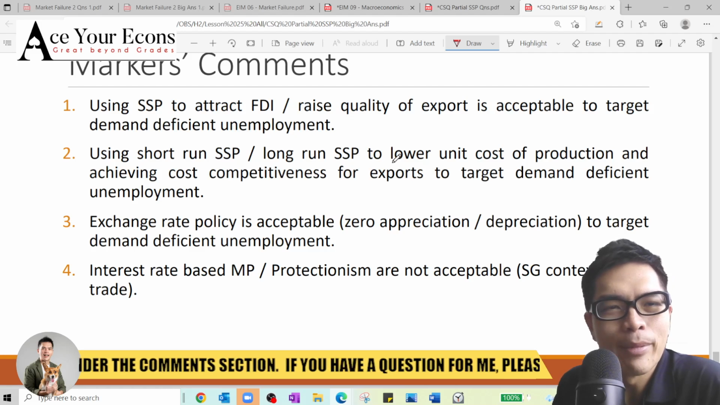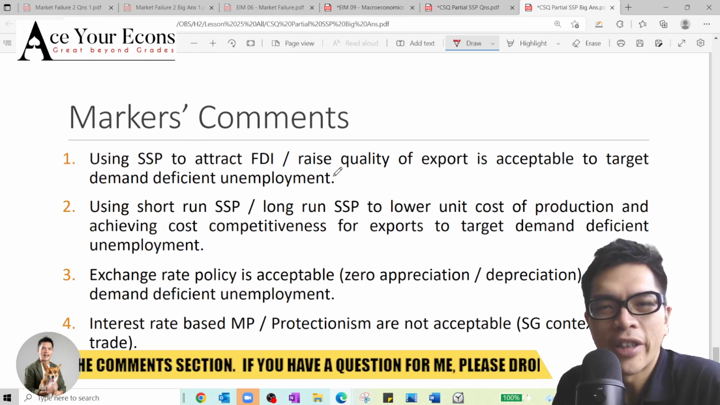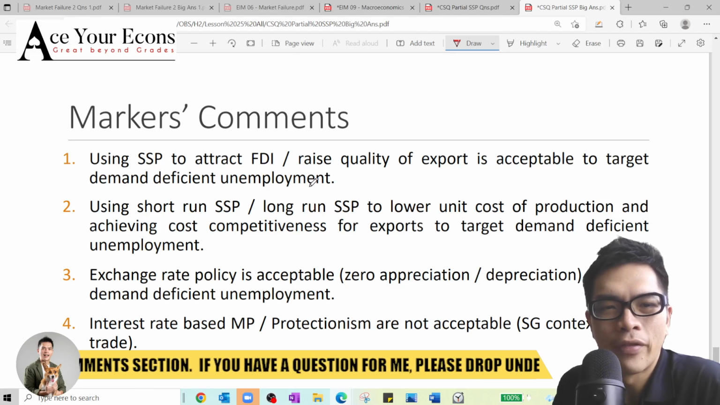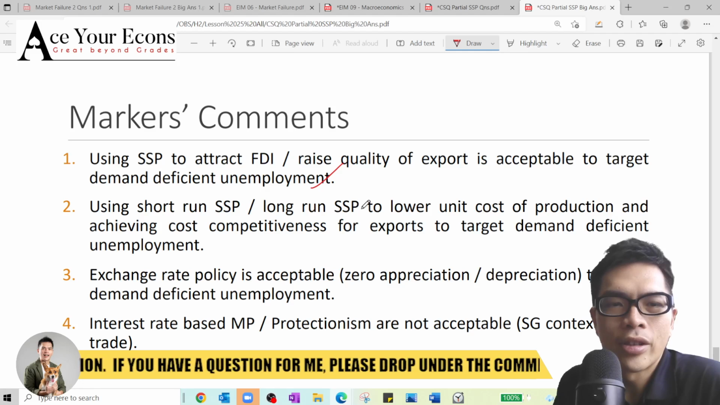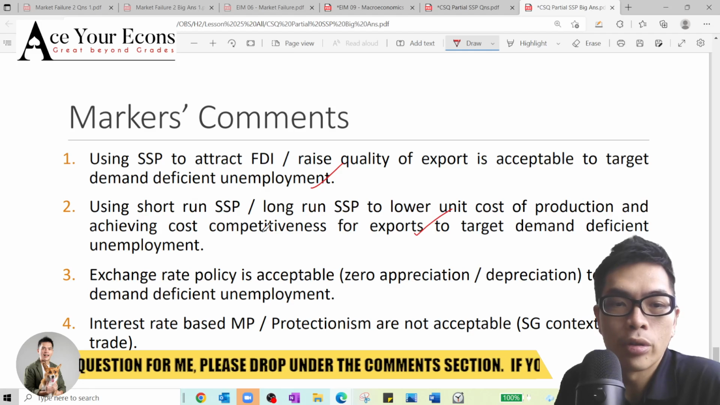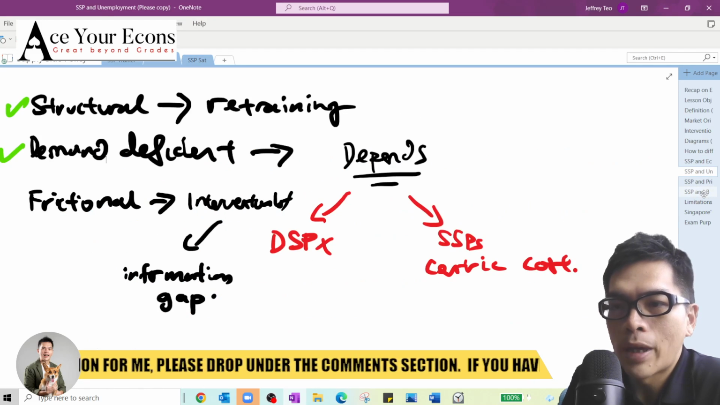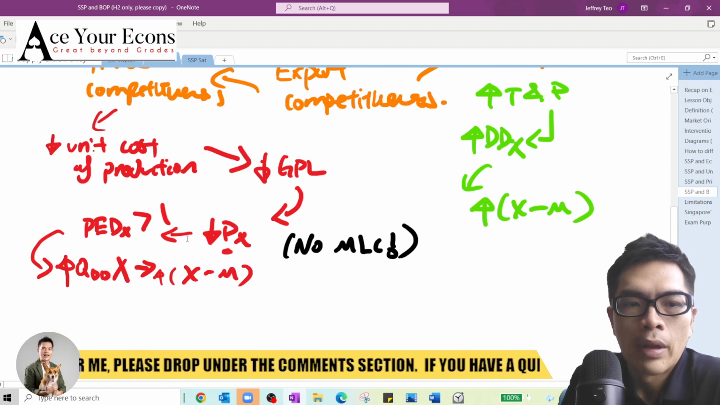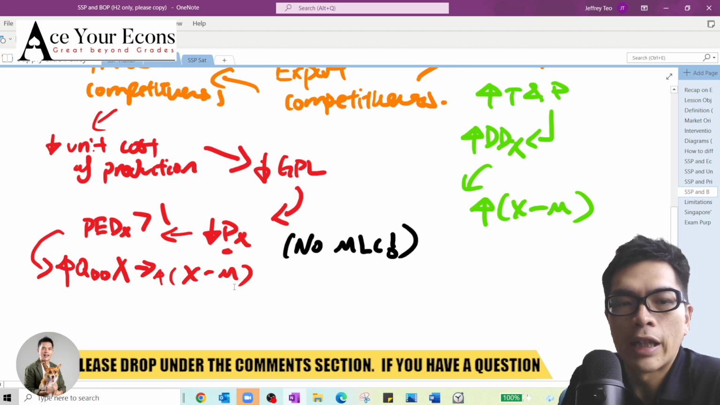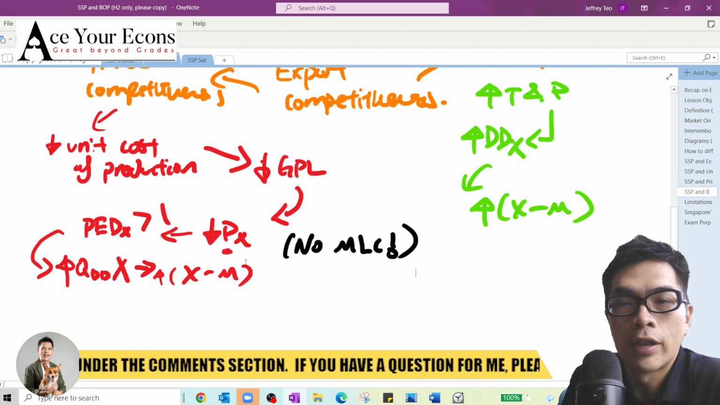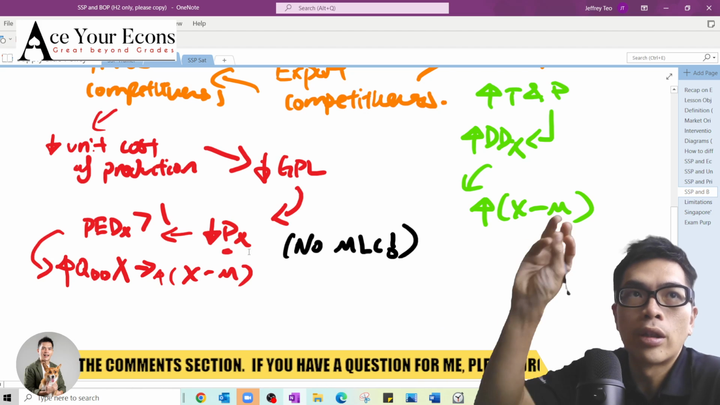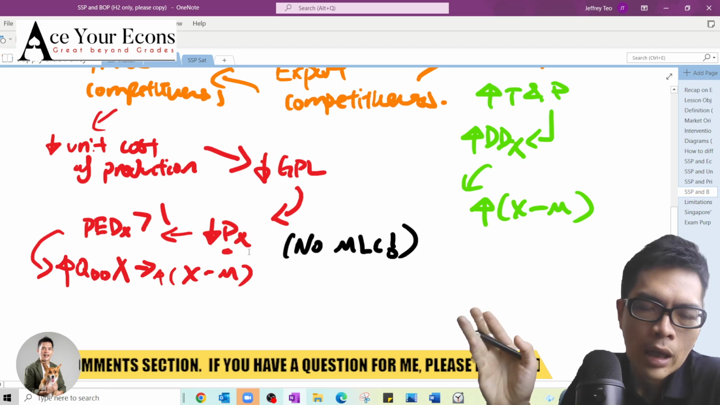Some of the examiners' comments. Supply side policy to attract FDI is accepted to target demand deficient unemployment. This is the demand side effect of supply side policy. Short run, long run supply side policy to address cost of production is going to promote demand deficient unemployment. Remember, just now I showed the balance of trade approach. You can potentially relate this to an AD effect. The increase in X minus M due to higher export competitiveness can promote actual growth. You can use this as an extension.